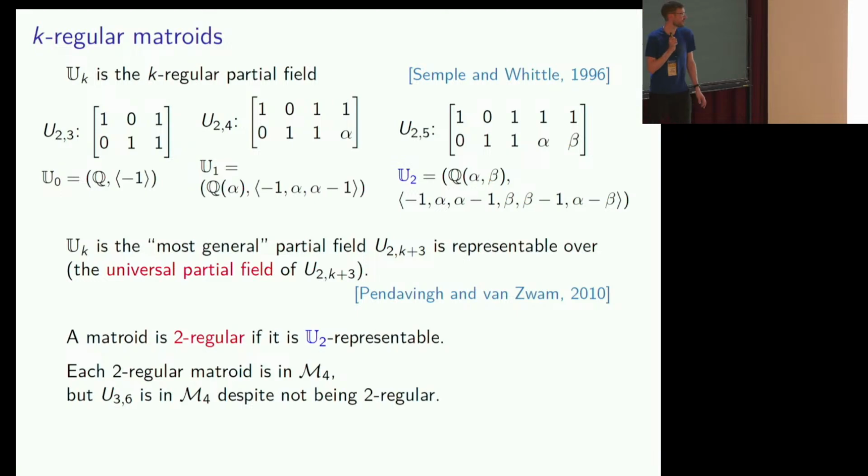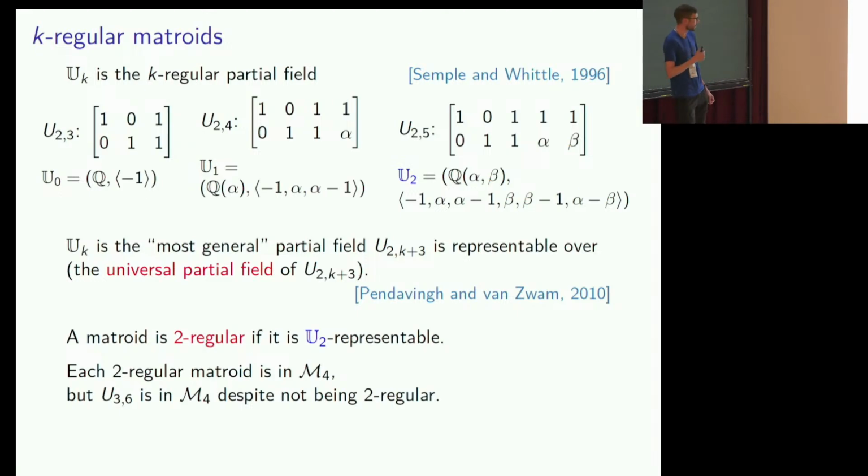Okay, so that brings us to K-regular matroids, which you'll know about now thanks to Jeff's talk. I wanted to focus on a few aspects of this. So one way you can think about the K-regular partial field is that it's the most general partial field that your rank 2 uniform matroid is representable over. So more specifically, for UK, the K-regular partial field, most general partial field that U2,K+3 is representable over.